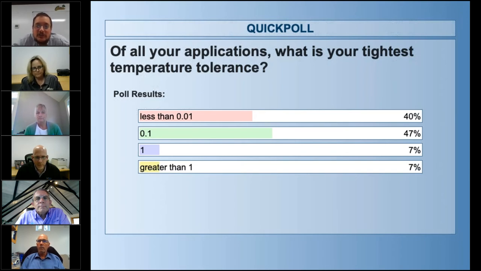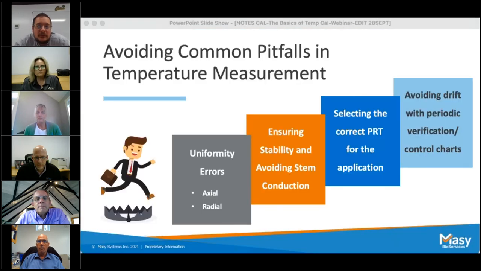Sounds good, and thank you, Amy. So common pitfalls, this is a great topic. There are several sources of error when it comes to temperature measurement. Things like uniformity error, which could be axial or radial, axial being the vertical, radial being kind of horizontal, I guess. There's stability, stem conduction, and probably a few others. But these sources of error can be applied to almost any temperature measurement that is made.